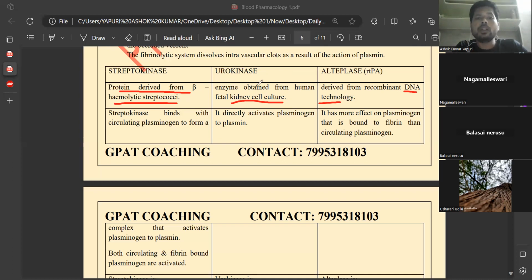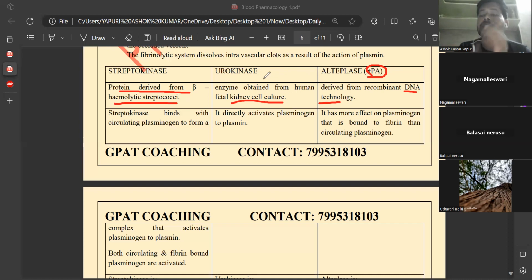All these enzymatic drugs, the fibrinolytics or thrombolytics, are tissue plasminogen activators. When these drugs activate the tissue plasminogen, the plasminogen converts to plasmin, and plasmin has the capacity to degrade the thrombus as well as fibrin.